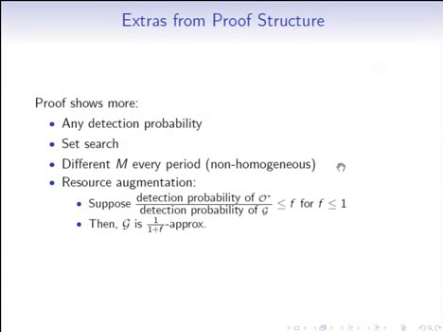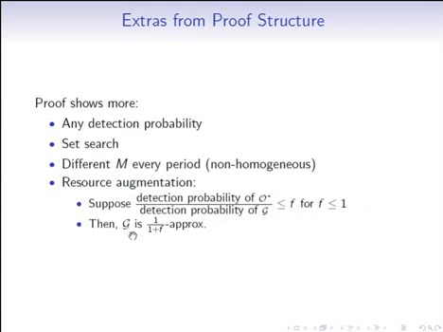It also works if the Markov transition matrix is changing from time period to time period, in other words, if the transitions are a non-time homogeneous Markov chain. And finally, another result that you get out of it is that you can look at the proof from a resource augmentation point of view. Let's give the greedy algorithm a slightly better detection probability than the optimal algorithm. So the ratio of the detection probabilities here will be f for f less than 1.